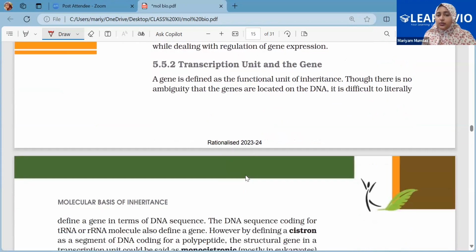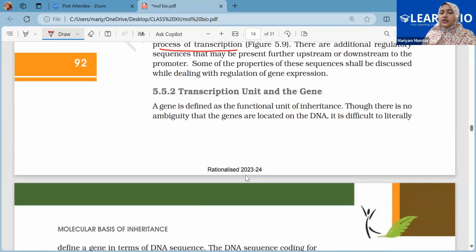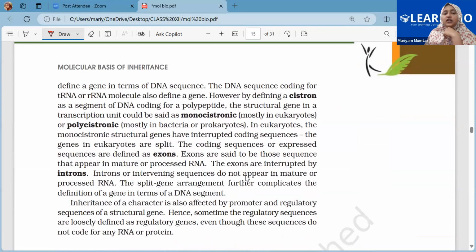The transcription unit and the gene. Now, gene is the functional unit of inheritance. It is the one that gets inherited. Though there is no ambiguity that the genes are located in the DNA, it is difficult to literally define a gene in terms of DNA sequence. The DNA sequence coding for tRNA or rRNA molecules also defines a gene. However, by defining a cistron as a segment of DNA coding for a polypeptide, the structural gene in a transcription unit could be said to be monocistronic.